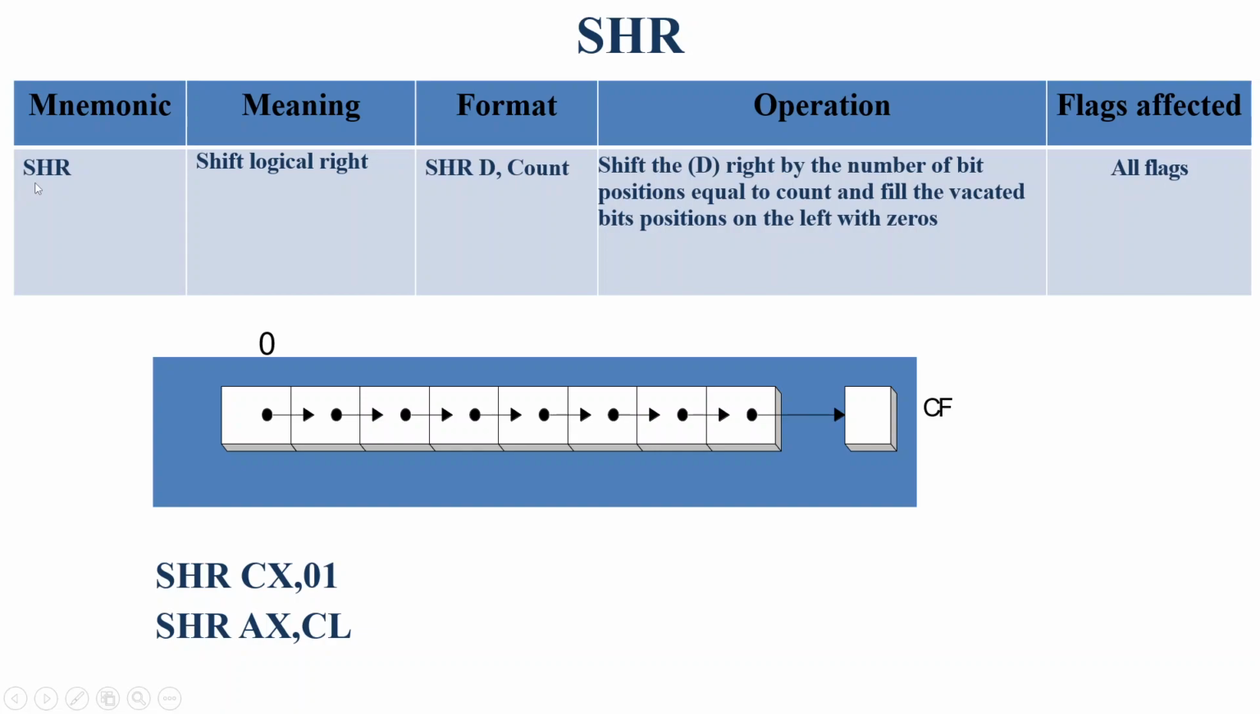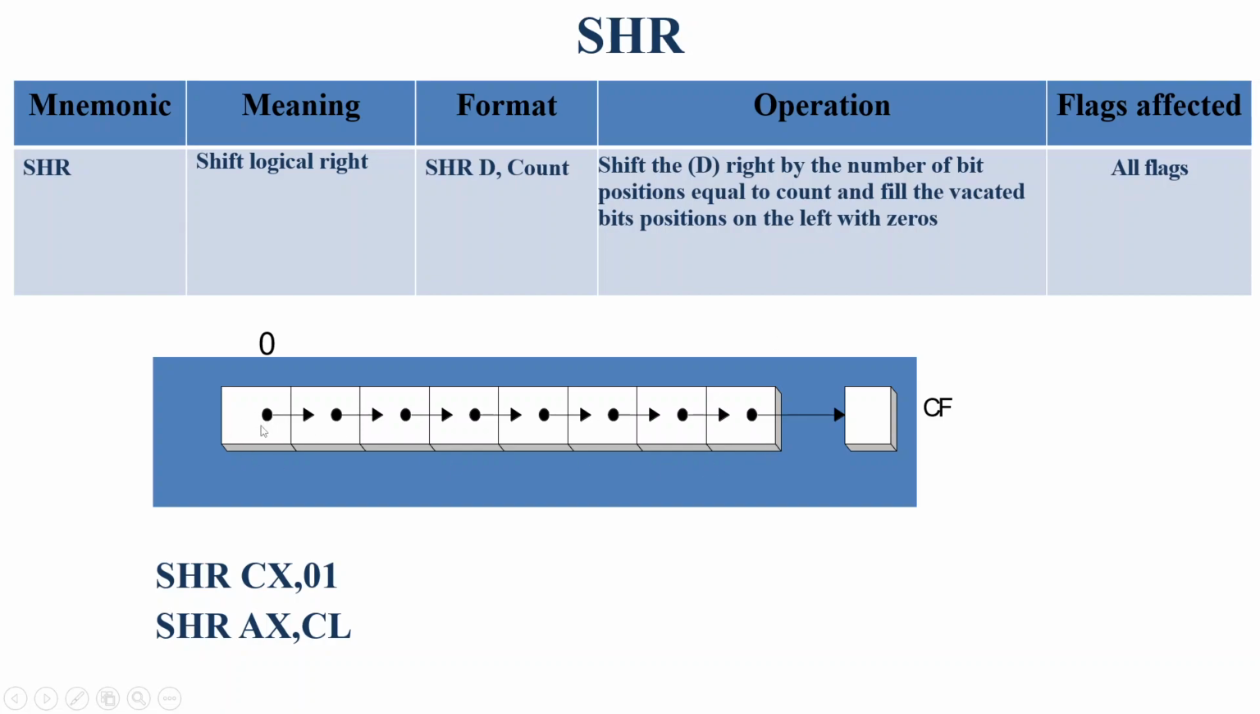The next instruction what we are going to discuss is about SHR. The mnemonic is SHR, meaning is shift logical right. The format is SHR D comma count. D is nothing but the destination, whereas the count is nothing but the number of times you are going to shift the data to the right. Here the content of the destination register is shifted right, whereas the leftmost bits are filled with zeros. Here in this case all the flags will be affected while you execute this instruction.